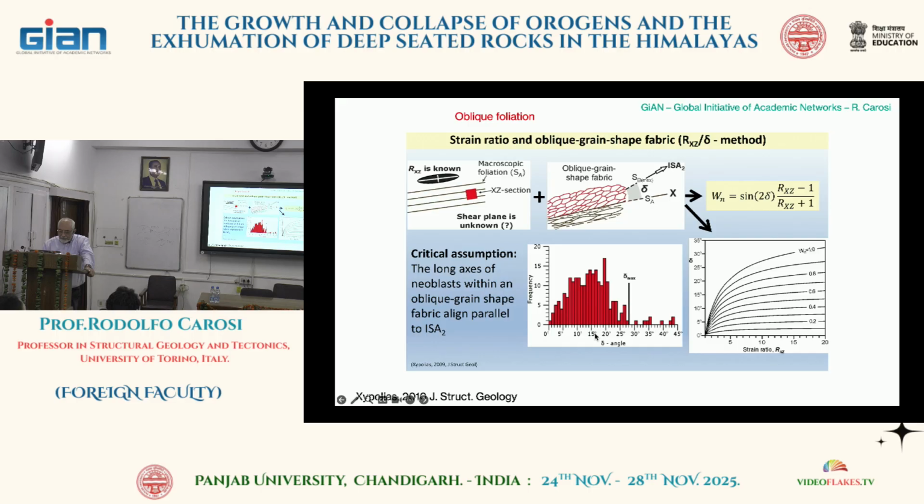You put it in a histogram. Of course, you need to do several measurements. There are angles varying from 0 to 28 degrees. If you take the maximum angle, probably it is the one that has grown parallel to the instantaneous stretching axis. So you can use this angle to find the angle delta between X and the instantaneous stretching axis.